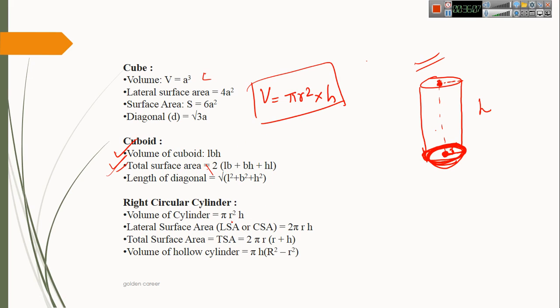Then we have lateral surface area and total surface area. If we see the curved surface area, it is equal to 2 pi r into h. As we know, the circumference of the circle, which is the base here, if the radius is r, will be 2 pi r. This circumference into the height will give us the curved surface area, which is 2 pi r h. Here we get the lateral surface area.